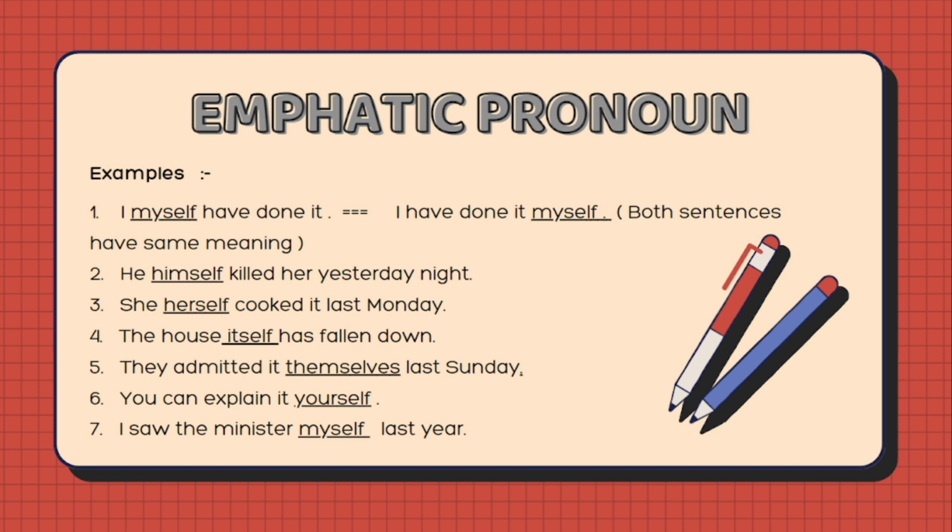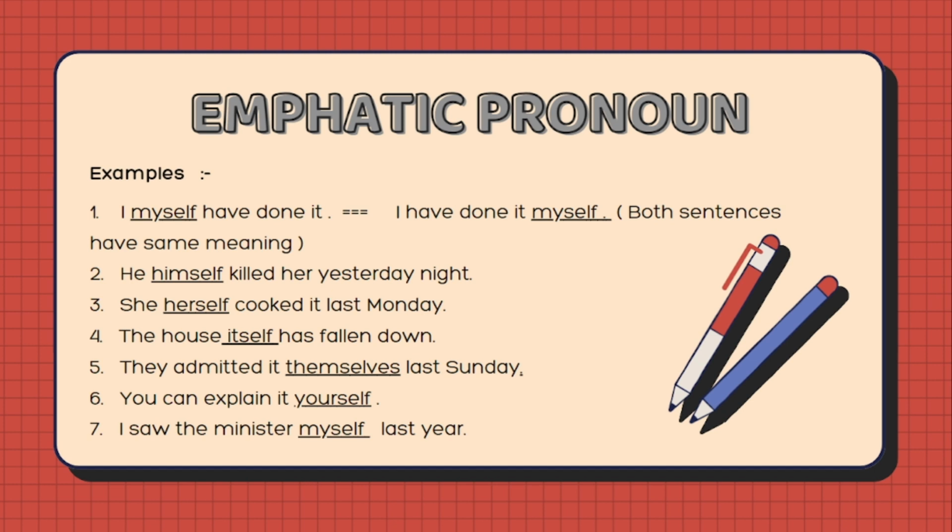Next, the third example: She herself cooked it last Monday. Without changing the meaning of the sentence, we can express it in another way also. That is, she cooked it herself last Monday. Here, the word herself is written after the object it. Next, the fourth one: The house itself has fallen down. We can express it only in one way, because in this sentence there is no object.